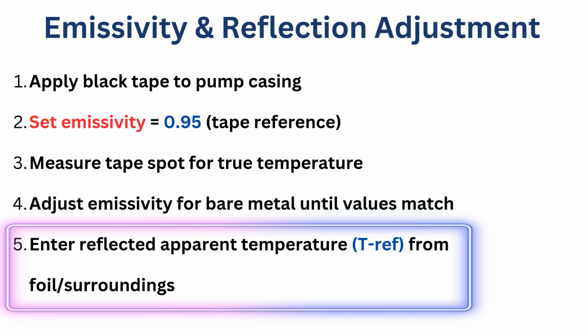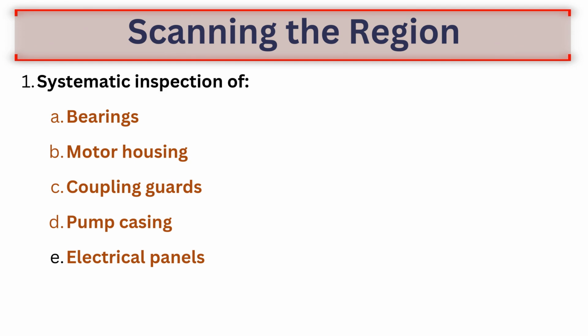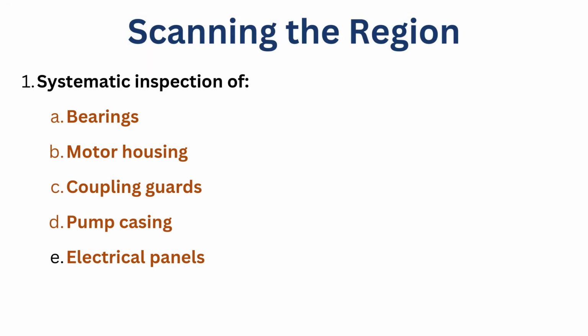Okay, so now let's say we start scanning the region. Let's say you have started from the motor. In the motor, first you will scan the entire motor. We will start from the non-drive-end of the motor, then inspect the casing, then the drive-end bearing, and then the housing, or you can say the coupling, right?